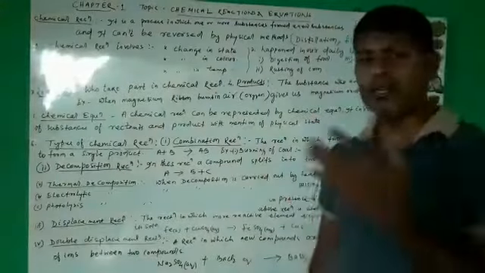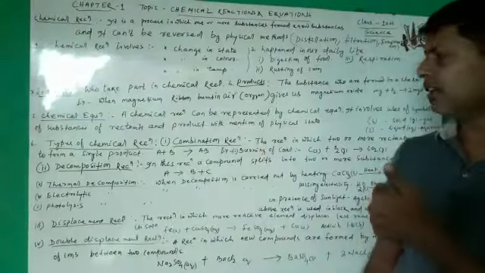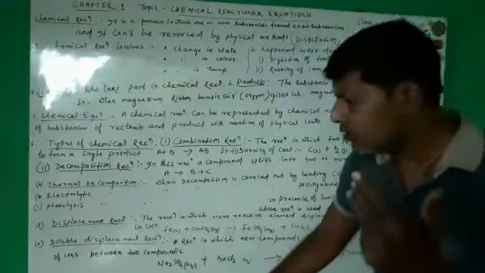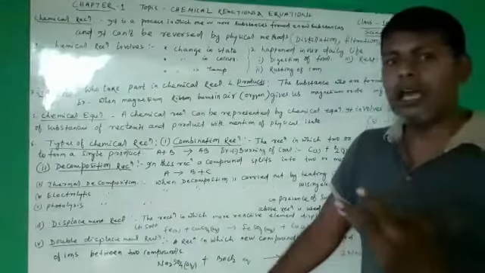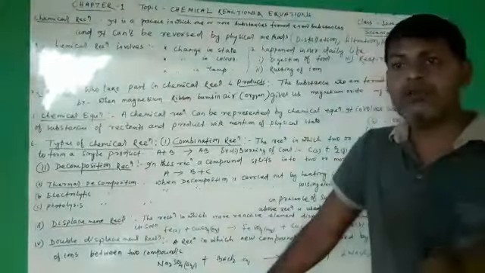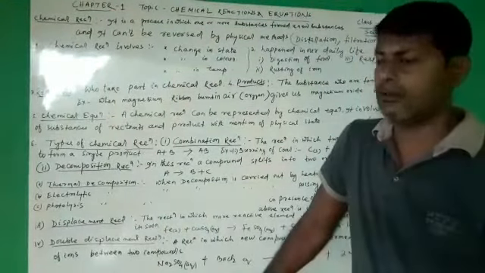So there are five types of chemical reactions. One is your combination reactions. Second is your decomposition reactions. Third is your displacement reactions. Fourth is your double displacement reactions. And the last one is your oxidation reactions.